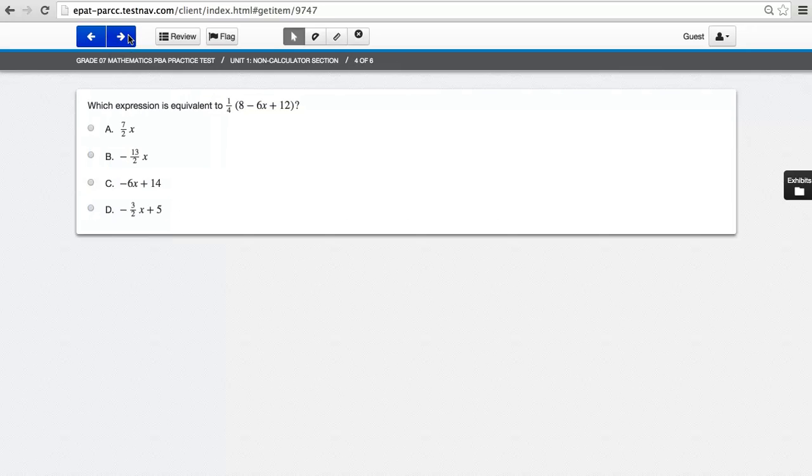Which expression is equivalent to 1/4 times (8 minus 6x plus 12)? In order to solve for this, all you have to do is distribute the 1/4 to the 8, to the negative 6x, and to the 12.